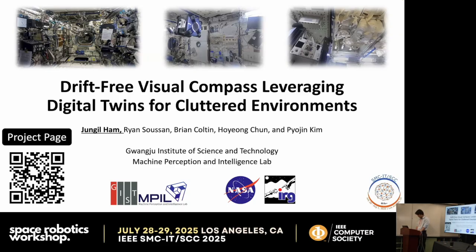Hi, good morning, everyone. I'm Jungil Ham from Gwangju Institute of Science and Technology. I worked as an international intern at NASA Ames from last year to March this year. Today, I'd like to introduce our novel drift-free visual compass that leverages digital twins for cluttered environments like the ISS. Our method enables drift-free 3 degree of freedom camera rotation estimation for space robots.